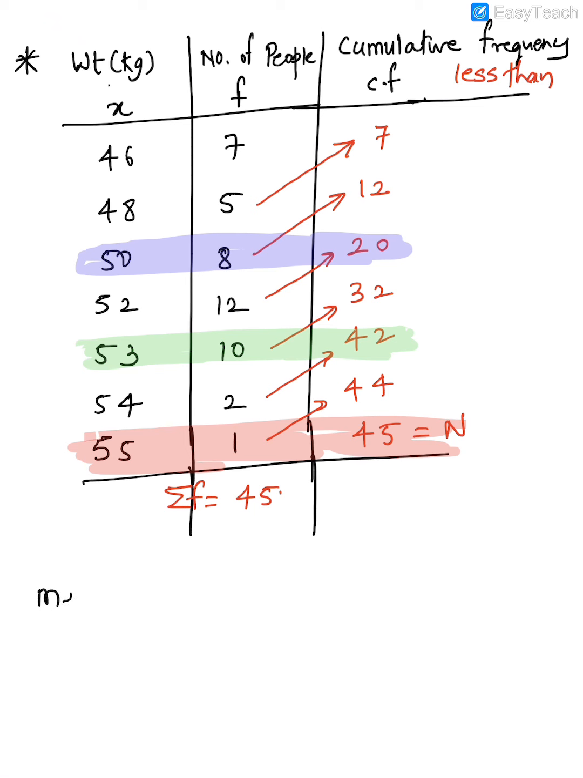So, the formula for median remains the same. What is median equal to? n upon 2th term, n plus 1 upon 2th term. So 45 plus 1, 46 upon 2, 23rd term. What is the 23rd term now?